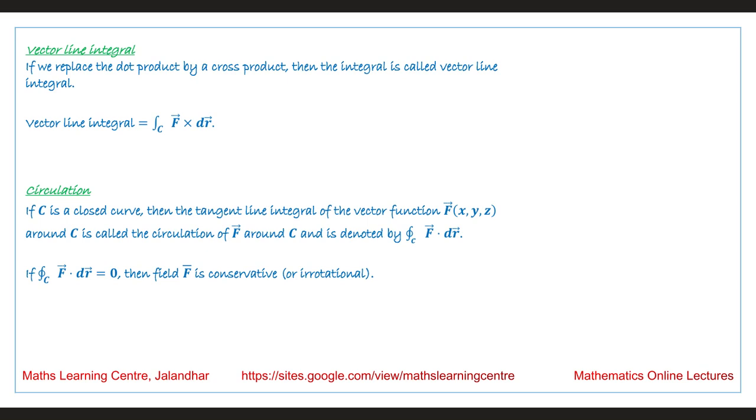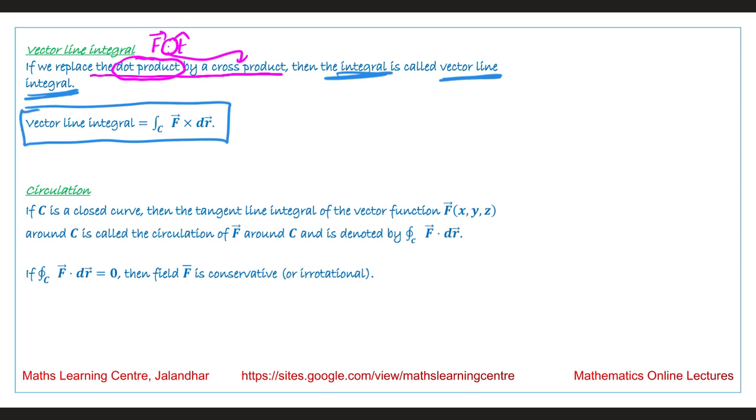Next is the vector line integral. If we replace the dot product by a cross product in the previous definition, where we had the dot product because we were talking about the projection, obtaining f vector dot t cap, then the integral that we obtain is called the vector line integral. This is the definition. The vector line integral is equal to the integration over C of f vector cross dr vector.